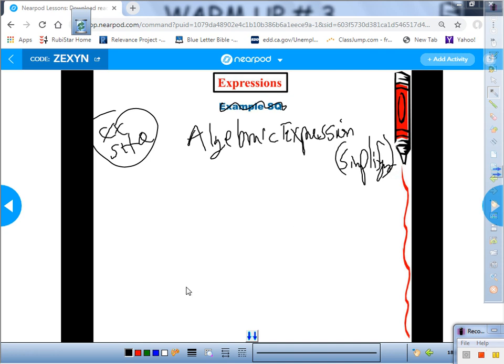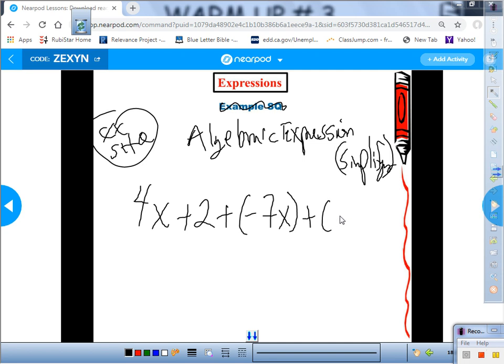All right. Once again, I'm going to start slow and I'm going to increase. Okay? I'm going to start with just positives first, adding. From there, I'm going to switch it up with subtraction and addition. From there, I'm going to continue adding more variables. So let's see how your noodle goes. Okay? Here we go. 4x plus 2 plus negative 7x plus negative 1.